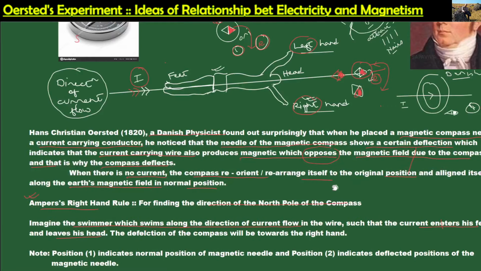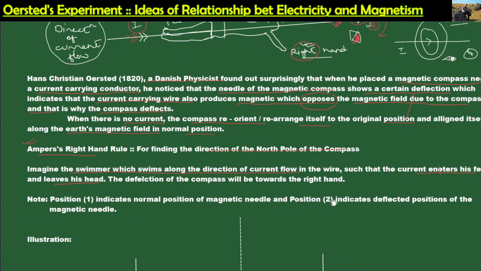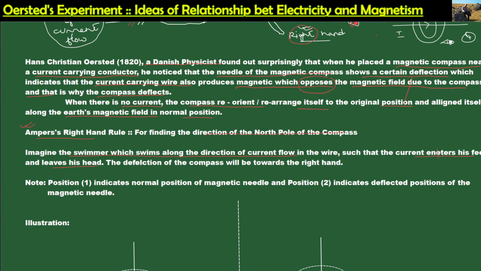So from there, that will help you to find the direction. And in position 1, over here I've also written that position 1 indicates the normal position of the magnetic needle, and position 2 indicates the deflected position of the magnetic needle.